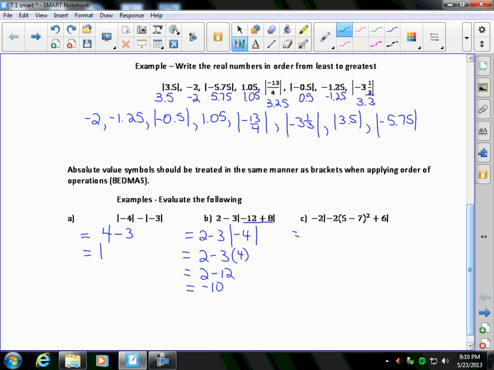I have my absolute value sign, so I take a look inside there. The first thing I have is a bracket of 5 minus 7 to the power of 2, so I'm going to do that first. 5 minus 7 is -2. -2 squared is 4, so I'm doing that in one step. Plus 6, absolute value sign. So I have -2 times the absolute value of -2 times 4 is -8, plus 6 is -2. So this is -2 times 2, so my answer is -4.